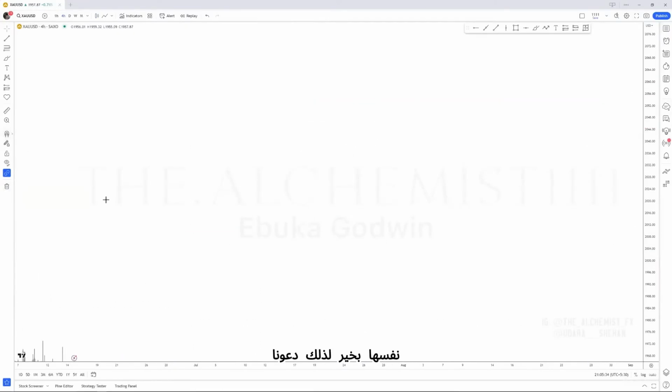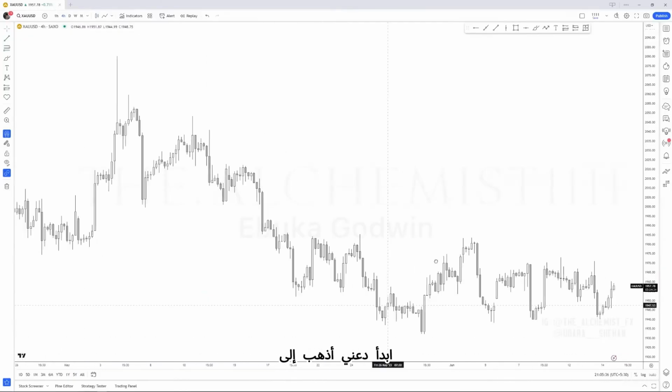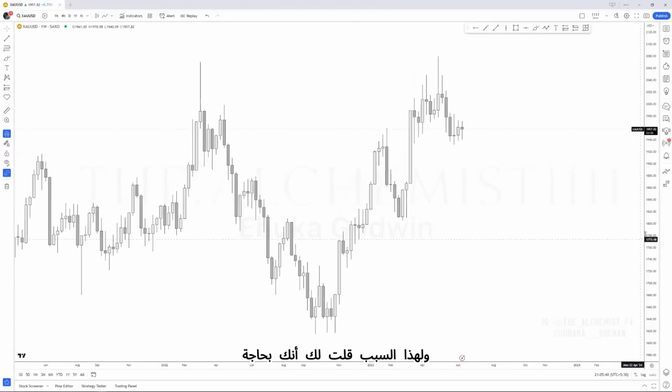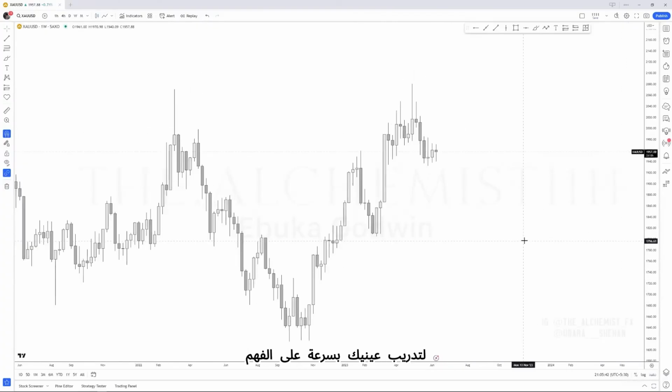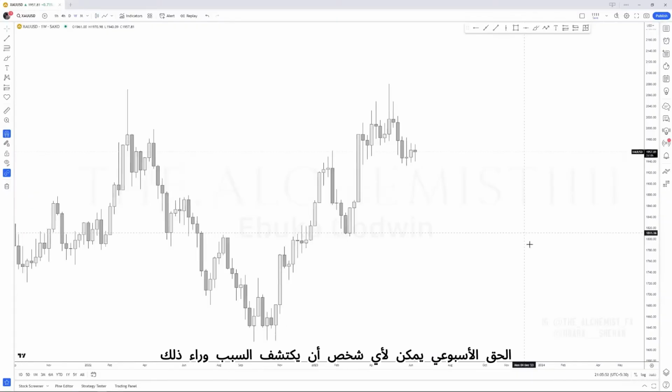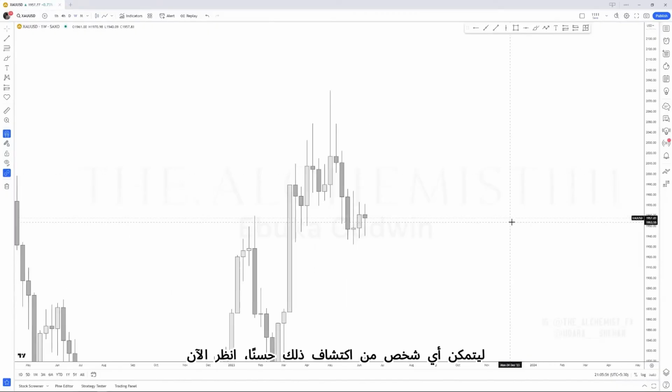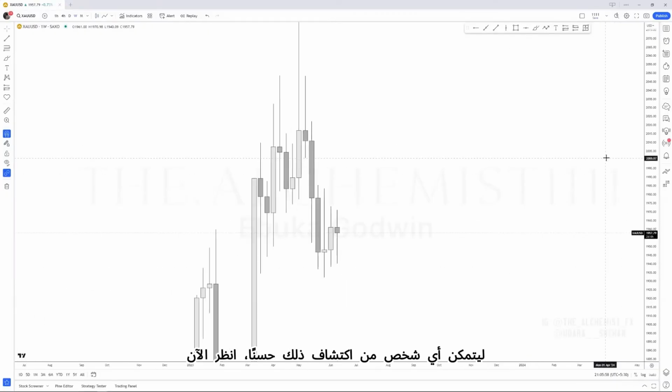Okay, so let's start. Let me go to weekly. This is why I told you to quickly train your eyes to understand these storylines, SNR, trend lines, and all that stuff. Because I told you last week we started a bullish storyline on the weekly, right? Can anyone spot why it started? Why it started a bullish storyline? Can anyone spot that? Okay, see now.